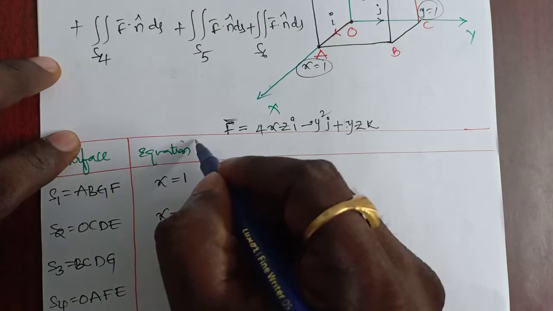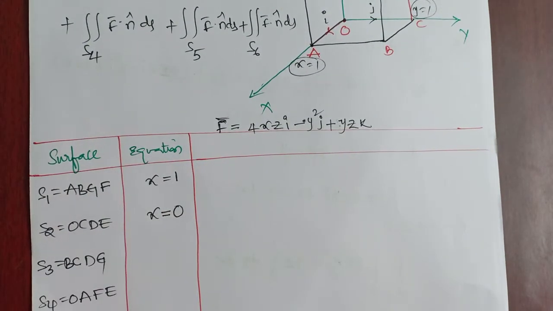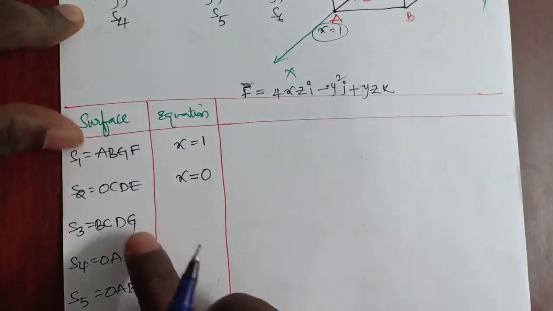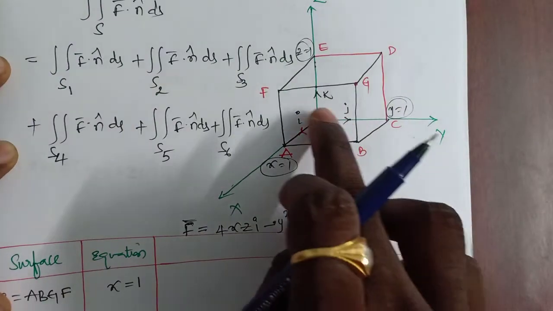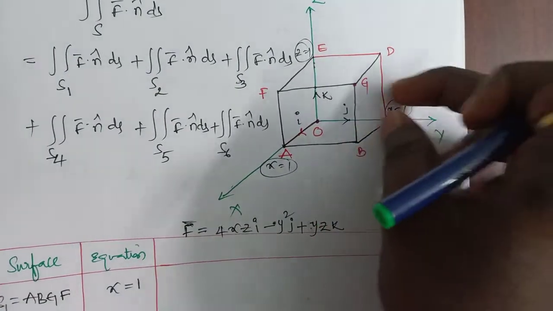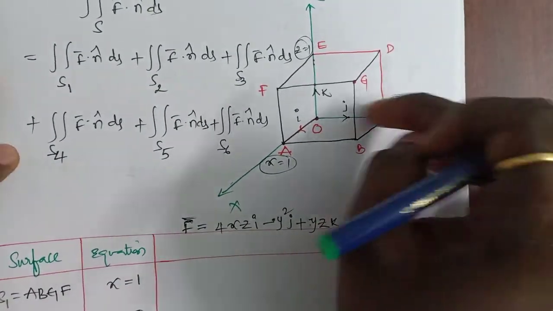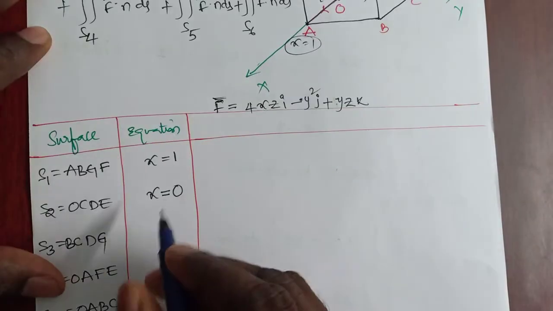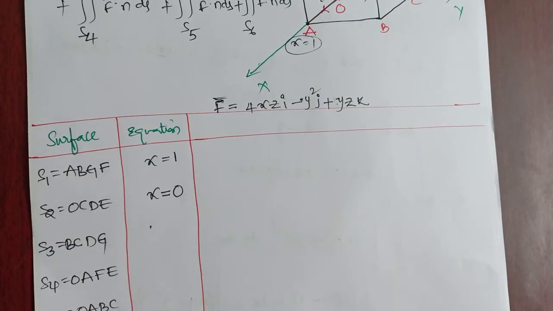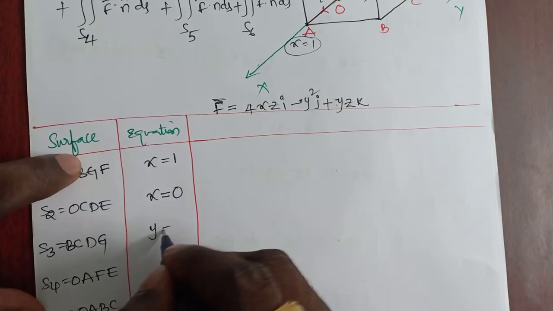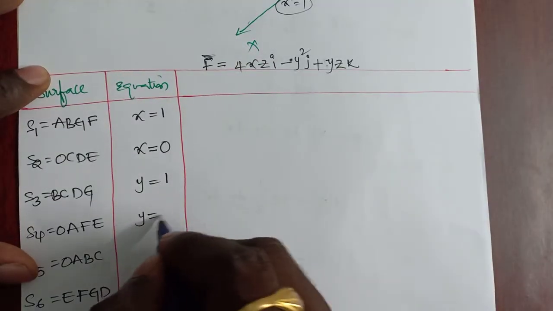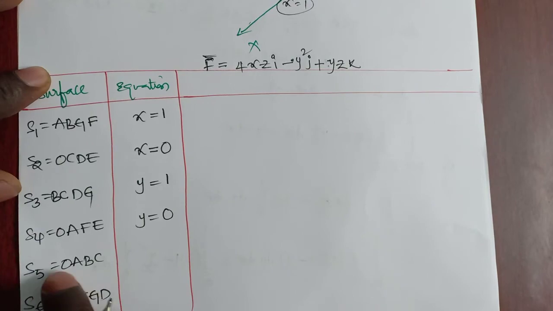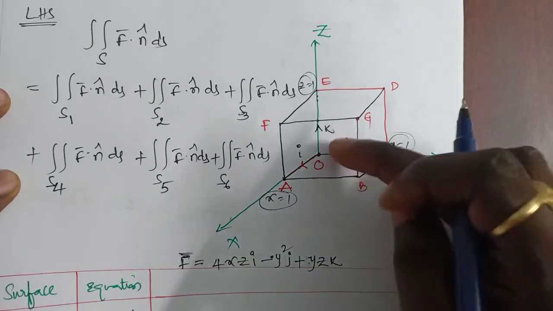Okay, now coming to the BCDG. So BCDG here is y equal to 1. It is clearly at a distance of y equal to 1 from the origin. So OAFE lies on the origin, since it is y equal to 0. Now OABC. So OABC is what?